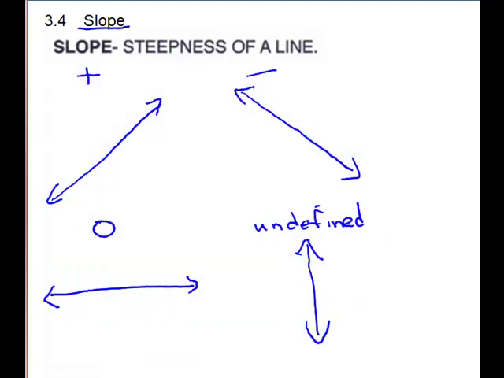So we have 4 cases for slope. A line with a positive slope will go up as it goes toward the right. It can be steeper or flatter, but it's going to go up as it goes to the right. A negative slope will go down as it goes toward the right. A zero slope is on a horizontal line, and a vertical line has an undefined slope. A lot of times you can answer questions just by knowing those four general cases.